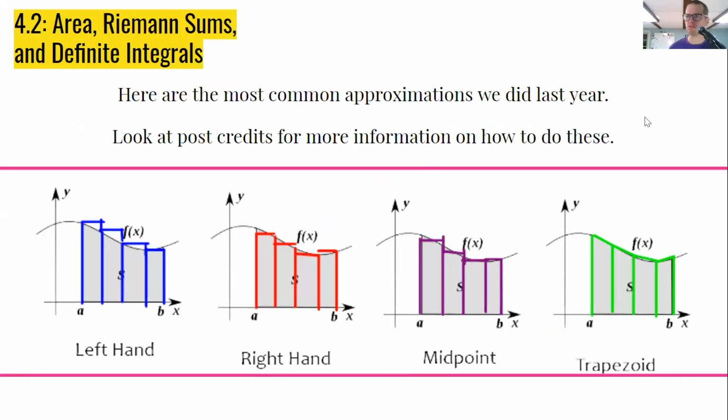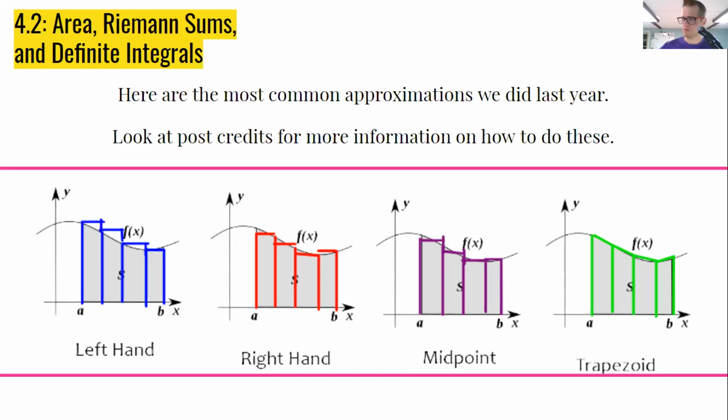So here are the most common rectangle approximations that we did last year. We did left endpoint rectangles, right endpoint rectangles, midpoint rectangles. We did very little of that, but they exist. And then trapezoid approximations. Just kind of for general reminders on those, because maybe it's not something you remember very well for whatever reason. No accusations.